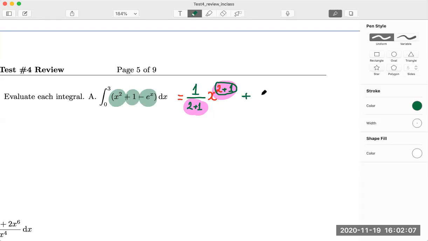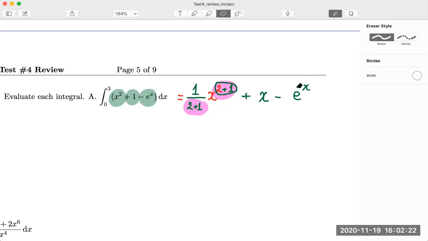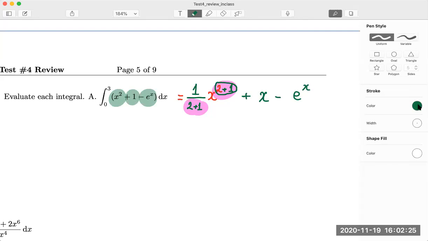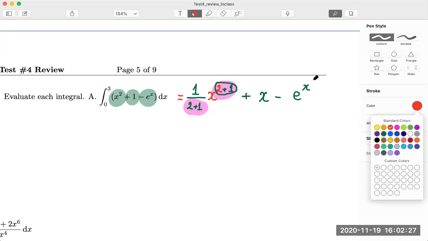Would it just be 1x? Yeah, just 1x. Very good. What is the antiderivative of e to the x? It would just be e to the x. Very good. So e to the x. You can double check the table in the notes I gave you before.